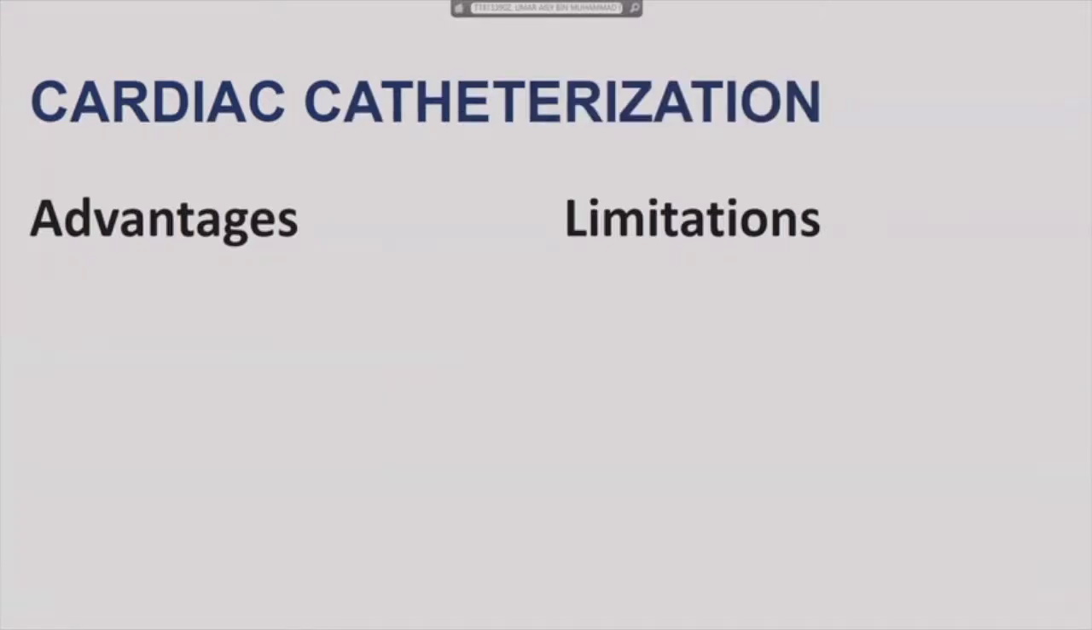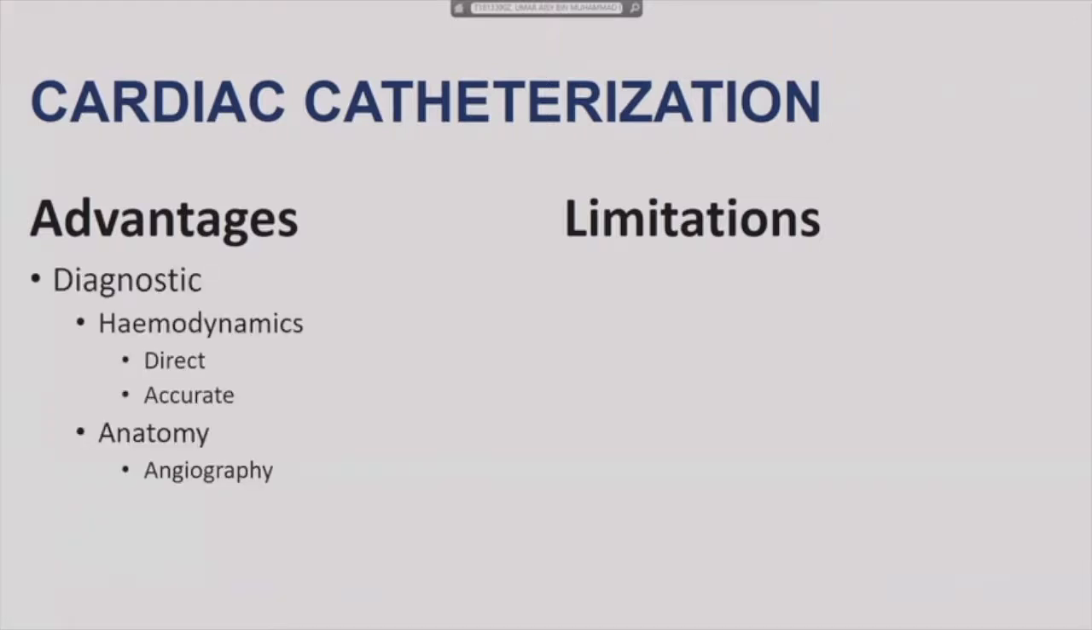Moving on to an invasive form of cardiac imaging, cardiac catheterization. One of the advantages, we can use it for diagnostic purposes. From the diagnostic perspective, we can stick in catheters to measure directly the hemodynamics, meaning we can evaluate the pressures within each chamber and the great vessels directly, and it's accurate. We can also do angiogram to delineate the anatomy of especially the vessels, to look for stenosis, dilatation, aneurysm.